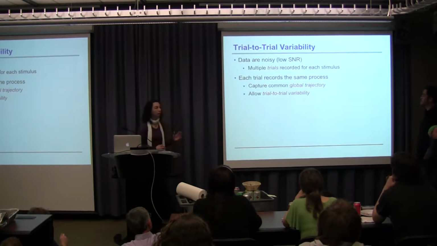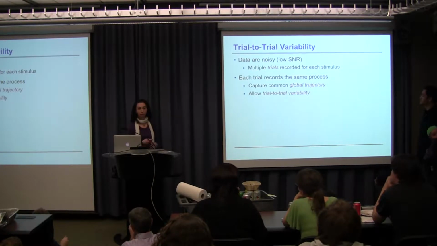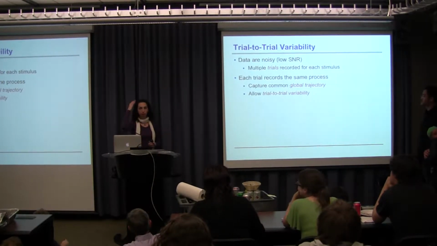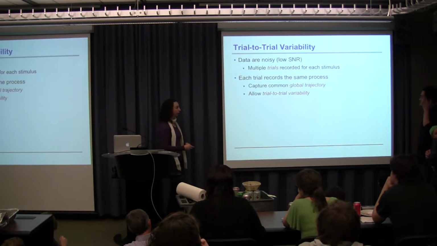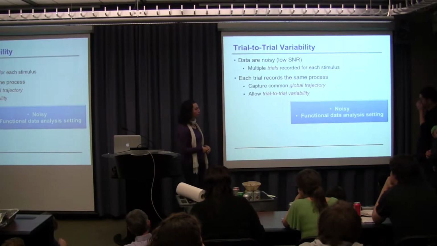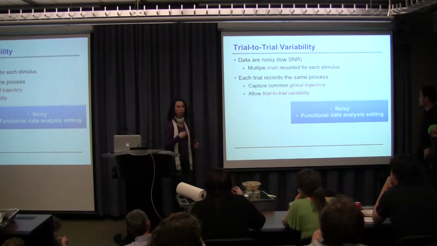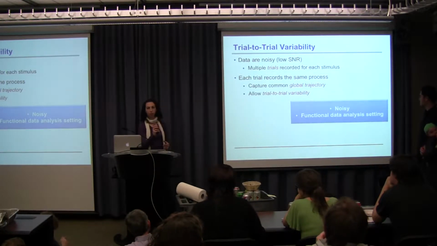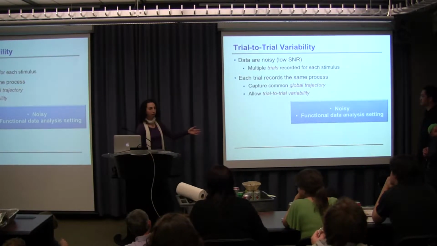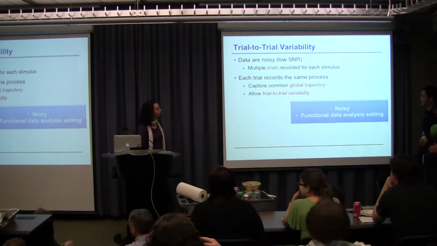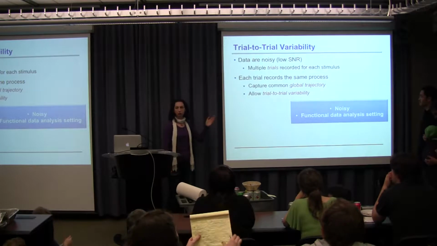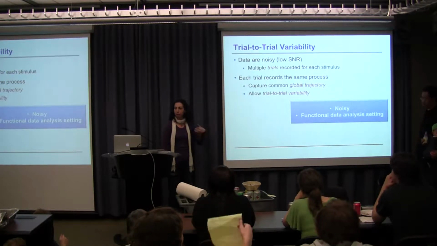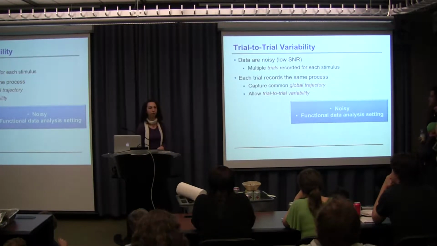Okay, well, in addition to this application, the data are very noisy because this recording mechanism is non-invasive. So typically, what's done to cope with the low signal to noise ratio is we record multiple recordings for a given stimulus, such as the word cow. So this puts us in this functional data analysis setting. And the goal might be to capture some kind of common global trajectory in the face of significant trial-to-trial variability.